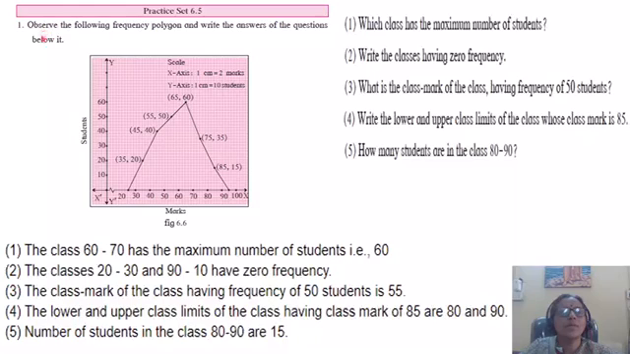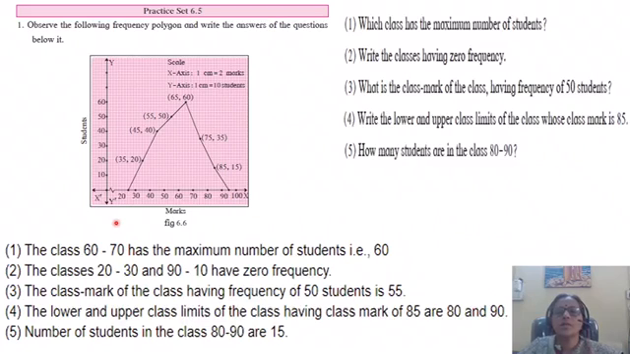Your next example is practice set 6.5, question number 1. Observe the following frequency polygon and write the answers to the questions given below. So study this graph. X dash, Y dash, class marks are shown on the x-axis. On the x-axis, 1 centimeter is equal to 10 marks. And on the y-axis, it is students: 1 centimeter is equal to 10 students.